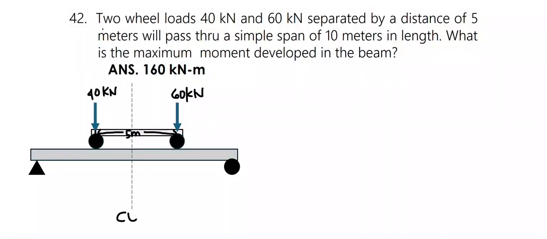In this problem, we are given two wheel loads of 40 kN and 60 kN separated by a distance of 5 meters, which will pass through a simple span of 10 meters in length. We are tasked to find the maximum moment developed in the beam.